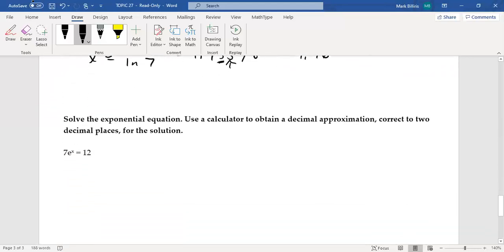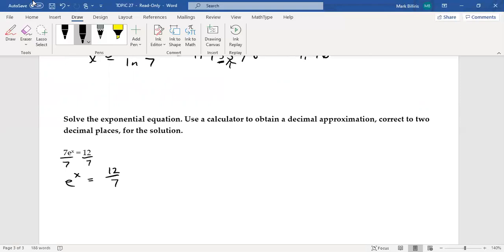Okay, our last problem. Again, we're going to solve. We can't express them as having the same base. So the first thing that we need to do before we apply the natural log to both sides is to isolate our base e. So we're going to divide both sides by 7. This would give us e to the x equals 12/7.